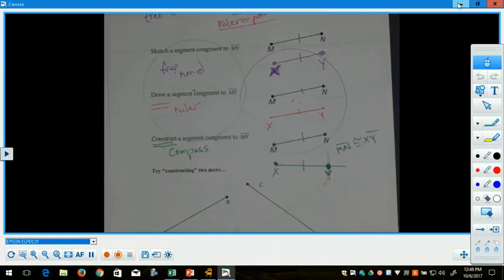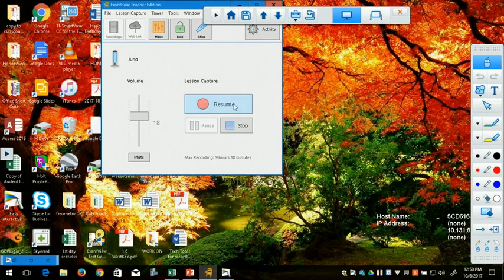I just want to pause this real quick. Midpoint. Construction of midpoint.